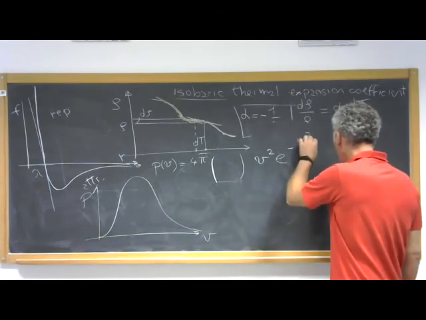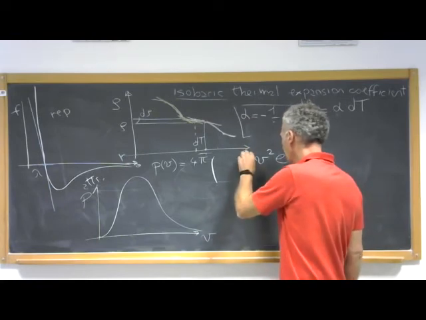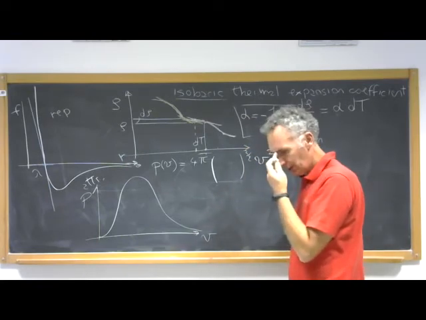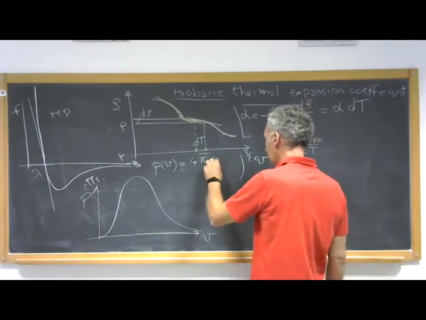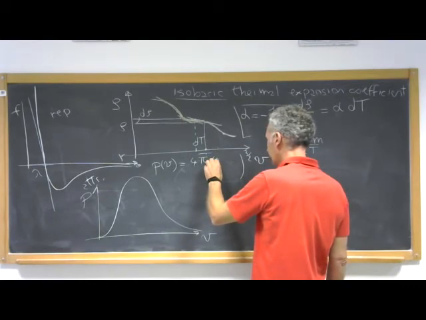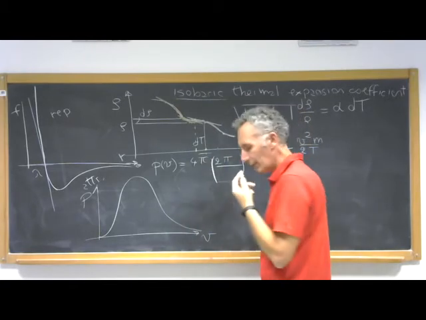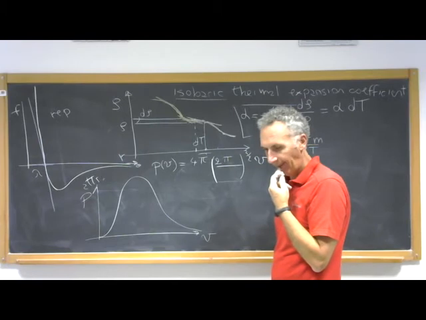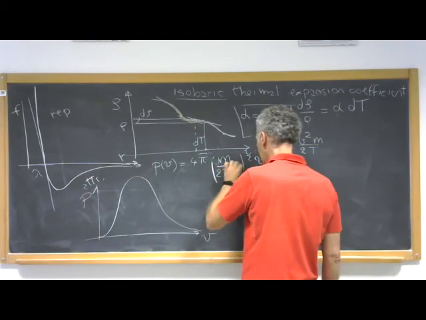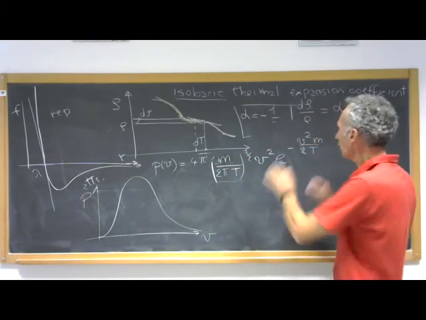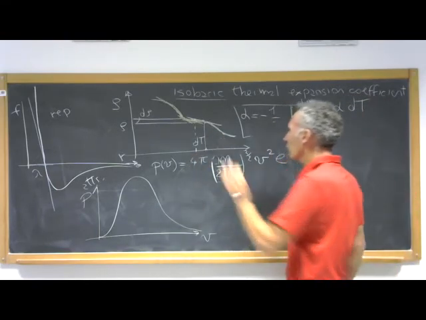Then there should be m. And here, I remember there was a power 3/2. And then there should be something like this: m divided by 2 pi T. So I don't swear on the correctness of this distribution, but if it is not correct, it is very close.